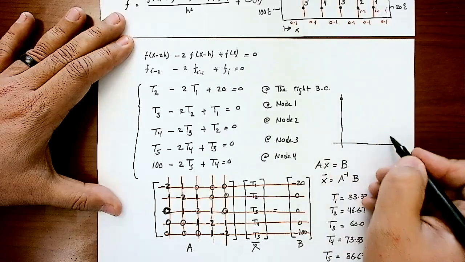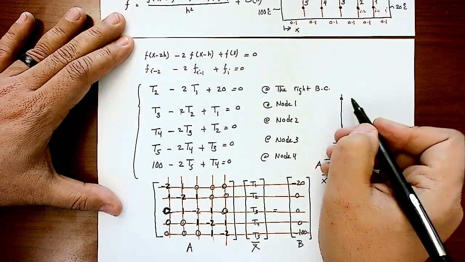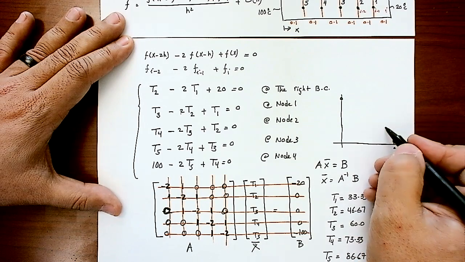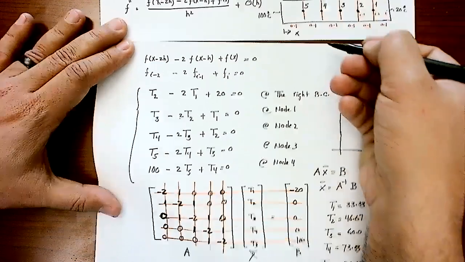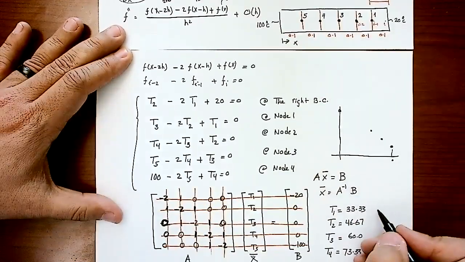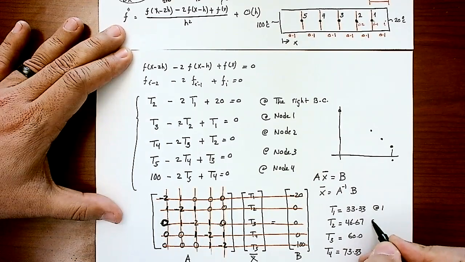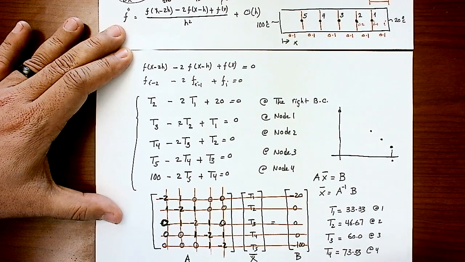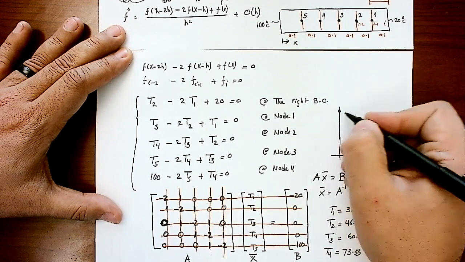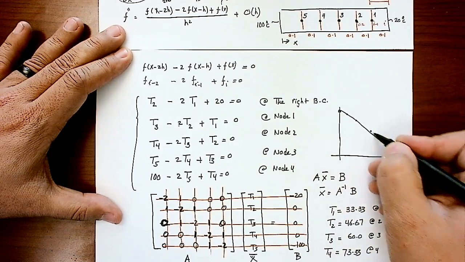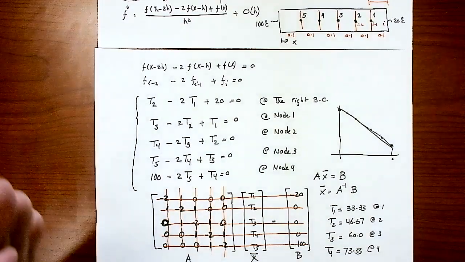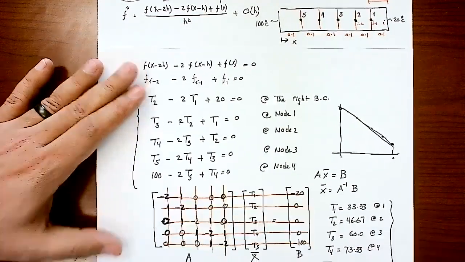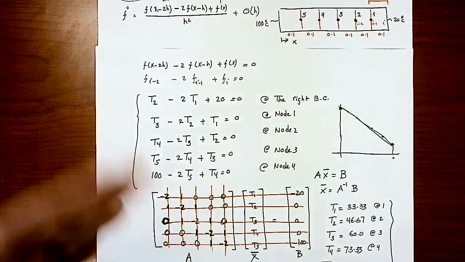So logically, we got 100 degrees here and 20 degrees here. Then you notice 33.3, 46.67, going in that direction, right? This is at node 1, node 2, node 3, node 4, and node 5. So you'll find yourself getting a linear distribution for the temperature, which is really good. Again, you are bounded by the boundary conditions. You are somewhere between 20 and 100. You cannot be less than 20 and you cannot be more than 100.